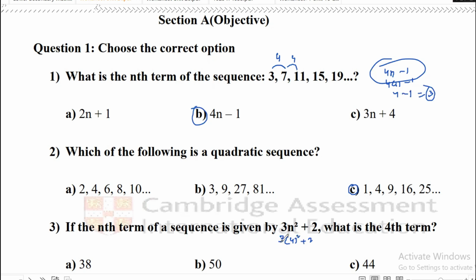16 into 3 is 48. 48 plus 2 gives me 50. So is there any answer 50? Yes, B part is 50. That is your correct answer.